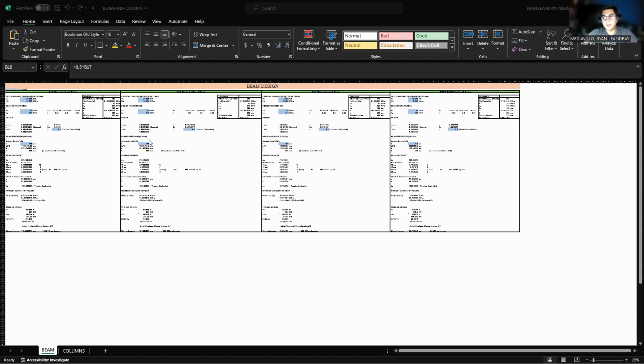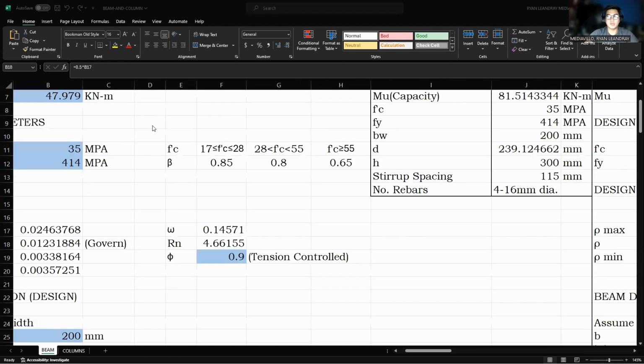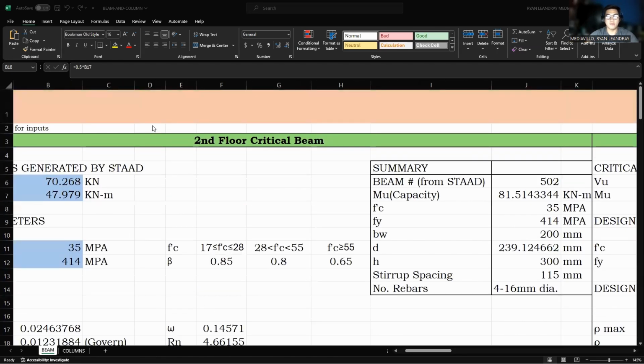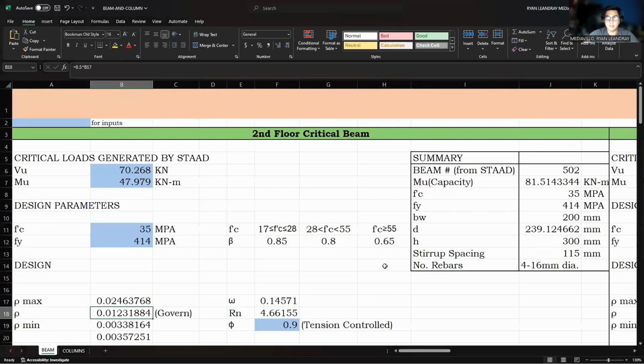So, good day. I am Ryan Leandrino Javillo, and I will be discussing beam design here in RCB, which is for the critical beams per floor, and also discussing the Excel solution for this. Let's start with the second floor critical beam. And the generated critical beam for the second floor is from STAAD, which is beam number 502.